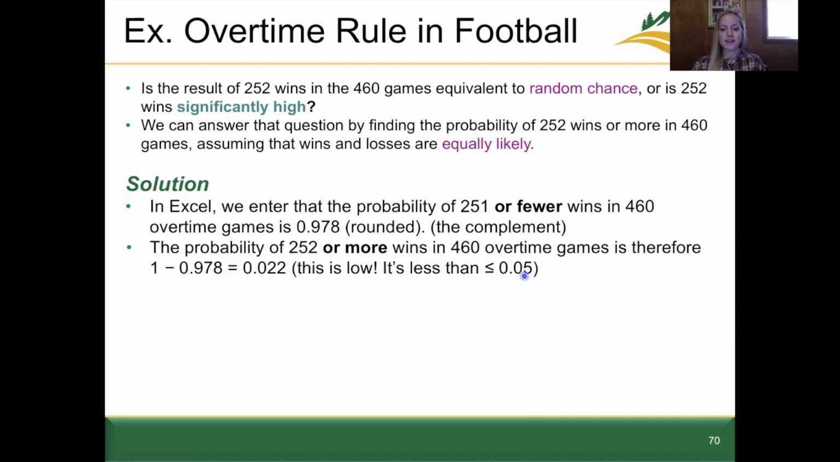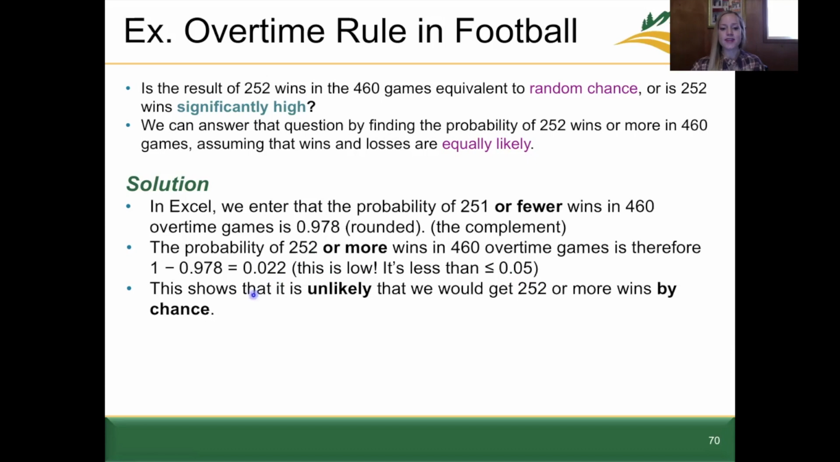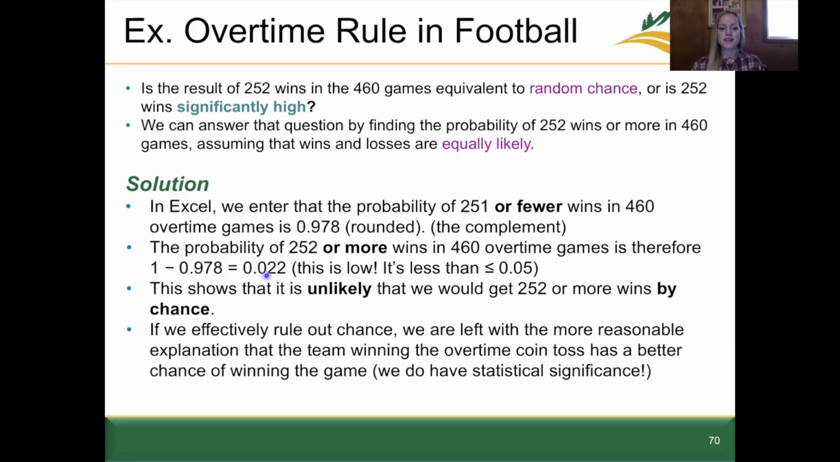Because this probability is less than 0.05, then it does have significance. In other words, this shows that it's unlikely we would get 252 or more wins just simply by chance. Because this probability is less than 0.05, then we have true statistical significance. The counter to random chance is that we have true statistical significance. If we take this to mean that there is true statistical significance, because it's less than or equal to 0.05, then we'll go to this next bullet point here.